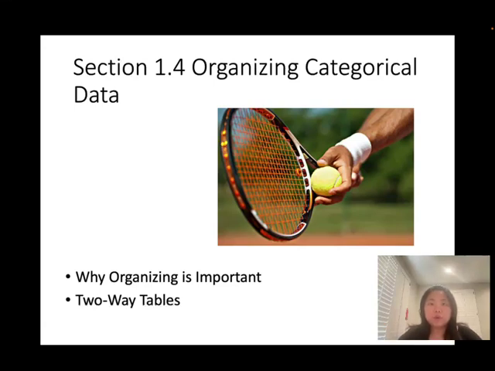Session 1.4, Organizing Categorical Data. Remember, we have two types of data. The first one is categorical, the second is numerical. Categorical data is about names or labels, like color or letter grade: A, B, C. We are usually concerned with how often a particular category occurs in our sample, and we want to compare how often a category occurs. So we need to know how to calculate the percentage and the weights in this session.